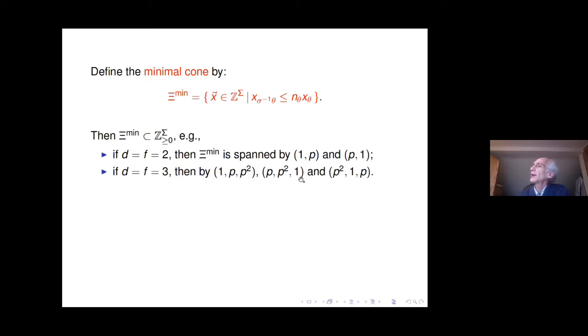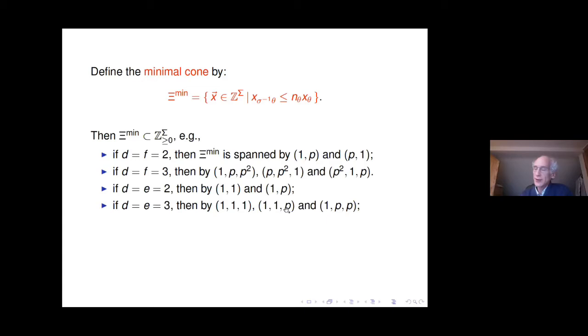In the ramified case, we're losing the symmetry. We've chosen an ordering, and the weights have to be non-decreasing with respect to the ordering. And you see these are the basis elements. These span the cone. And ramified cubic looks like this. And then the theorem Payman had proved is that the minimal weight is always in this minimal cone.